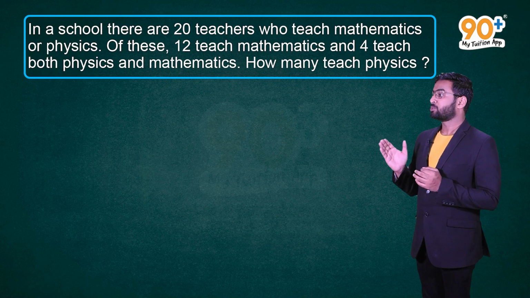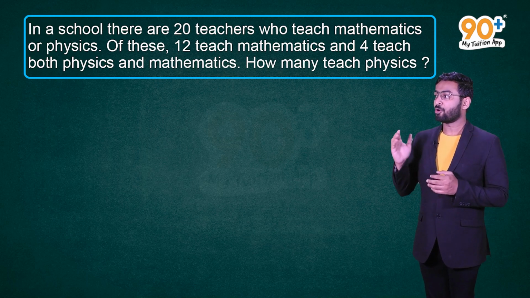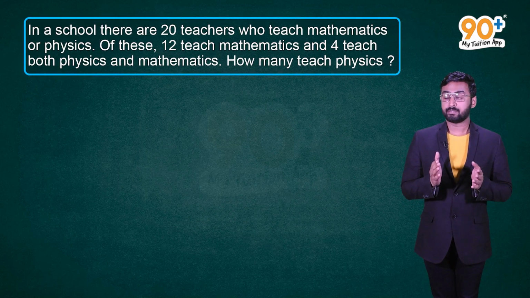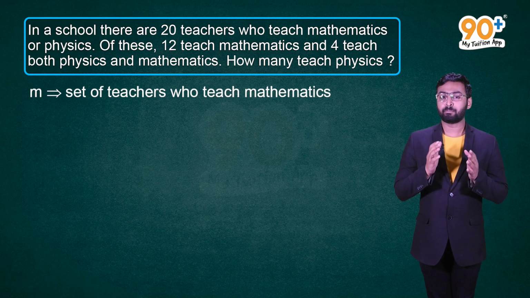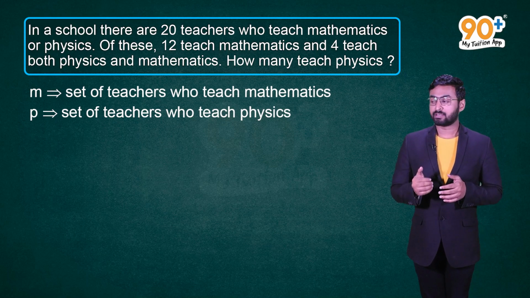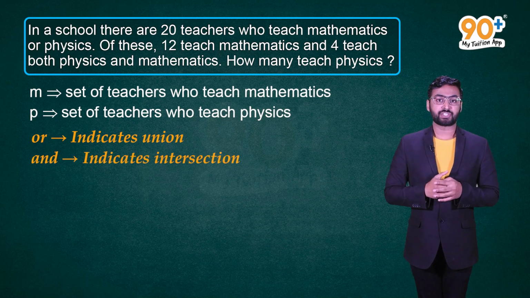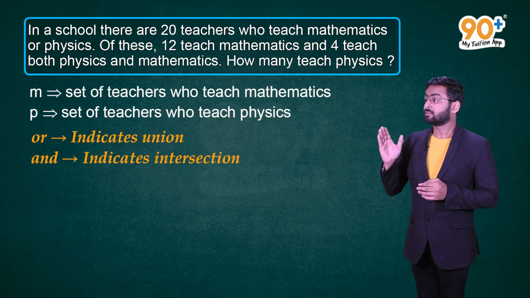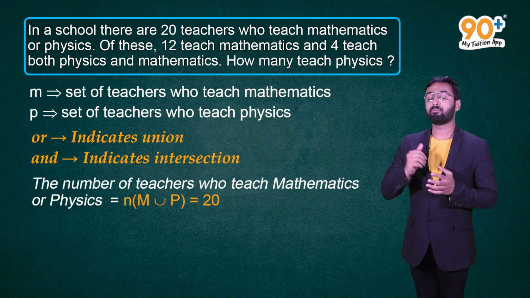In a school, there are 20 teachers who teach mathematics or physics. Of these, 12 teach mathematics and 4 teach both physics and mathematics. How many teach physics? Here, let M denote the set of teachers who teach mathematics and let P denote the set of teachers who teach physics. In the question, the word OR indicates union and AND indicates intersection.